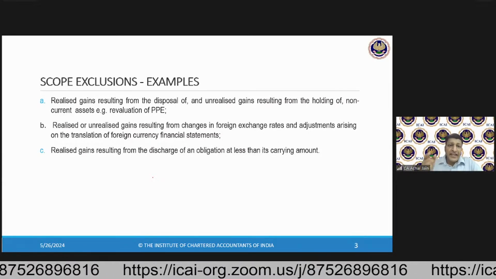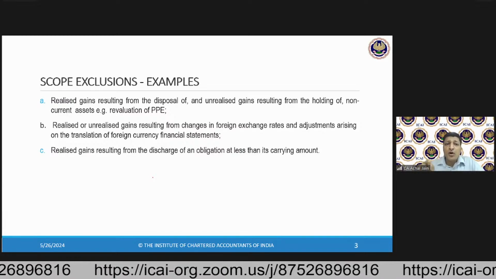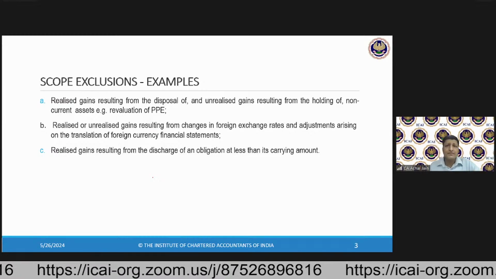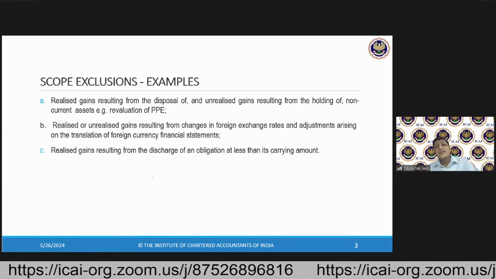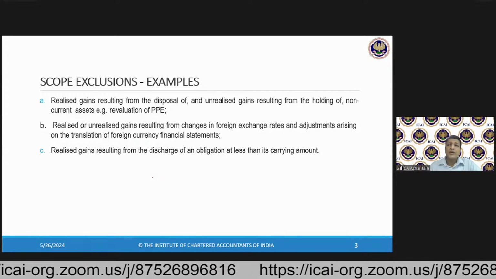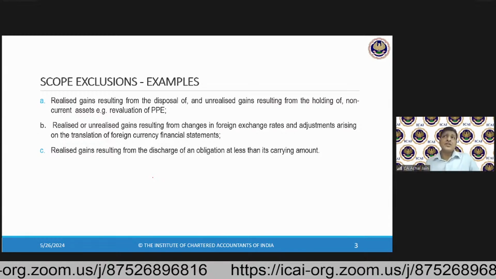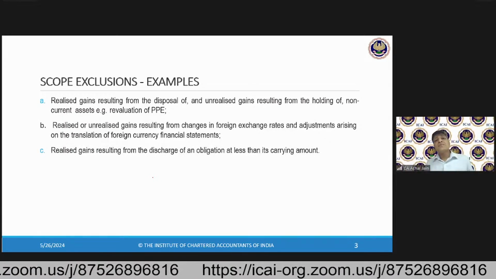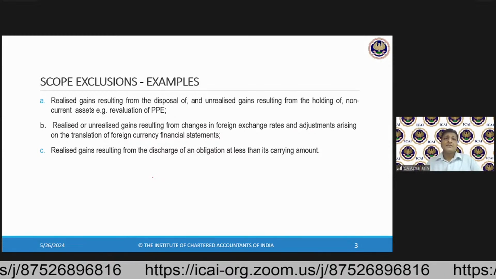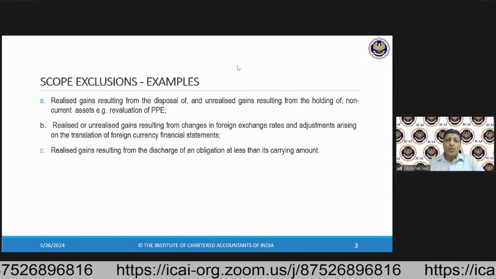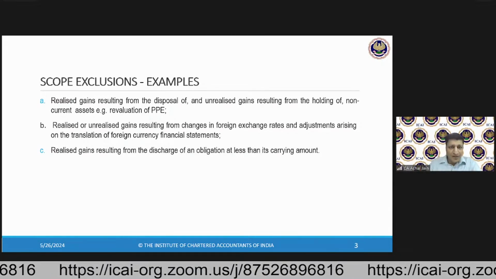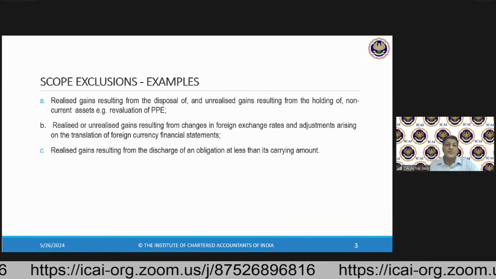If there is a realized gain resulting from disposal of PPE, let's suppose you sell an item of PPE, can you say it's revenue recognition? Over to you quickly. If an organization sells an item of PPE, will that be considered revenue for that company falling under AS9? Tell me. Ritika is saying no. Yes, that will not be falling under AS9. Why? Because that will be other income for the company. So that's why it will be excluded from here.